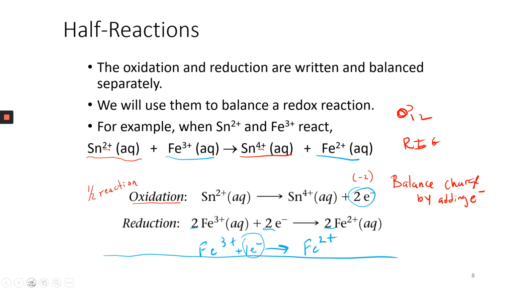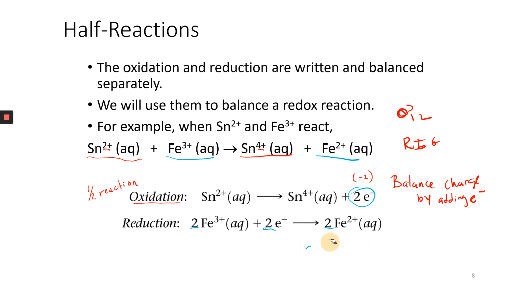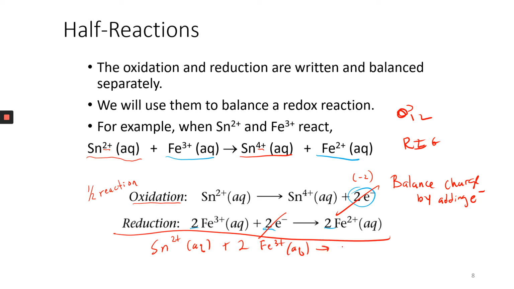And once you multiply the whole reaction by 2, now your electrons will cancel each other out when you add them back together. See, they go away, and then you bring everything down, so you get Sn2+ aqueous plus 2 Fe3+ aqueous yields Sn4+ aqueous plus 2 Fe2+ aqueous. And the states are important. You should always write them.